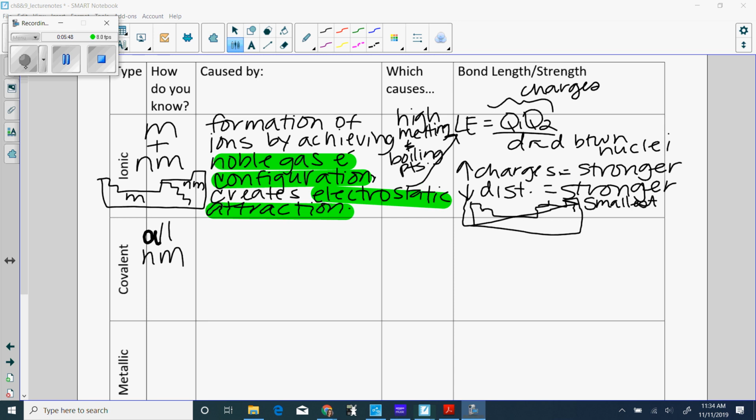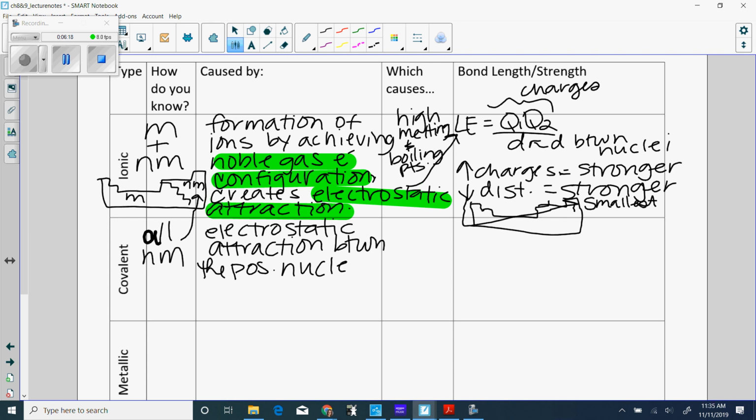Okay. Covalent bonds mean you have all nonmetals. Nonmetals are to the right of the staircase. Water, carbon dioxide, all of your organics, sugars, those are all covalently bonded. This is from the electrostatic attraction, between the positive nucleus, it's positive because that's where the protons are, and the negative electron cloud.